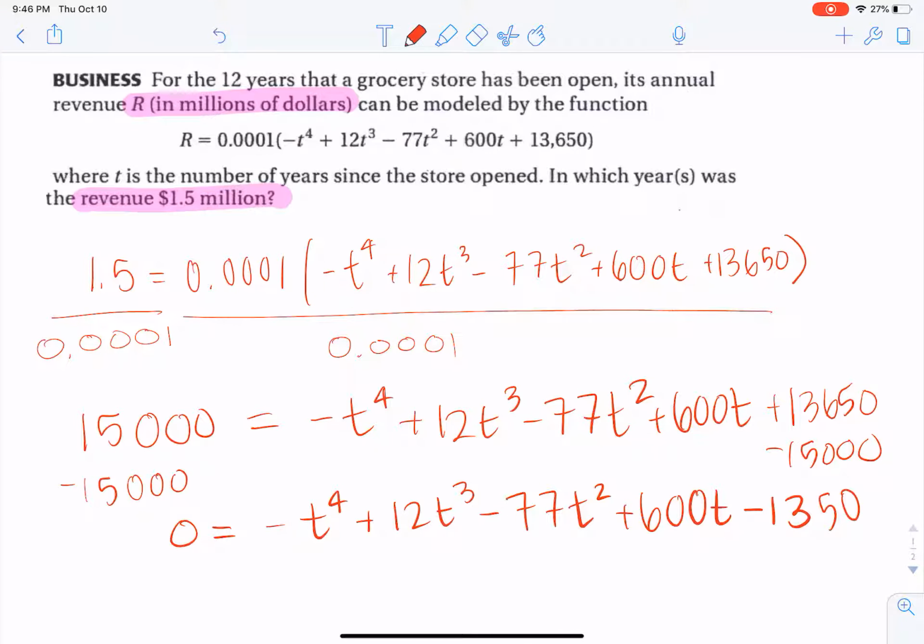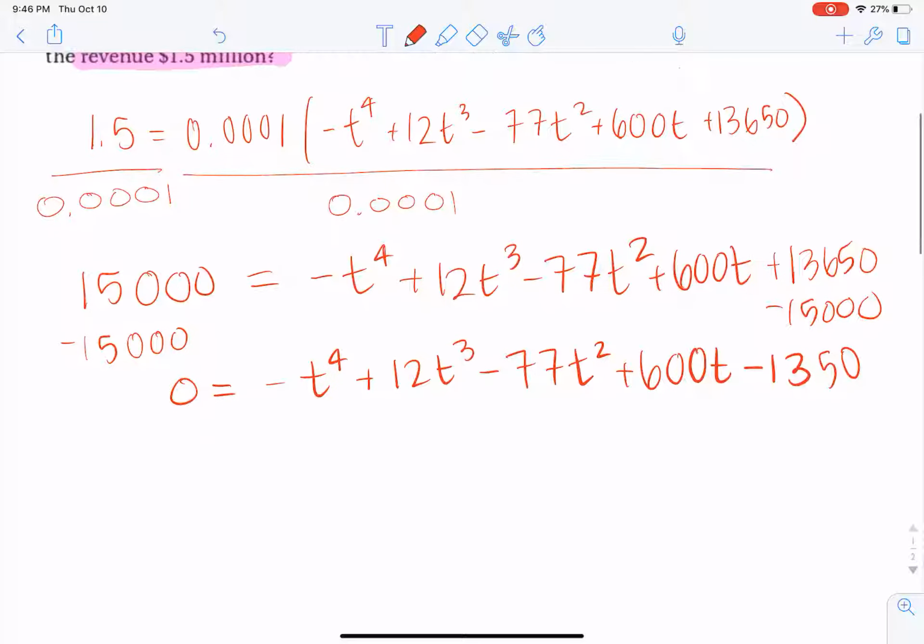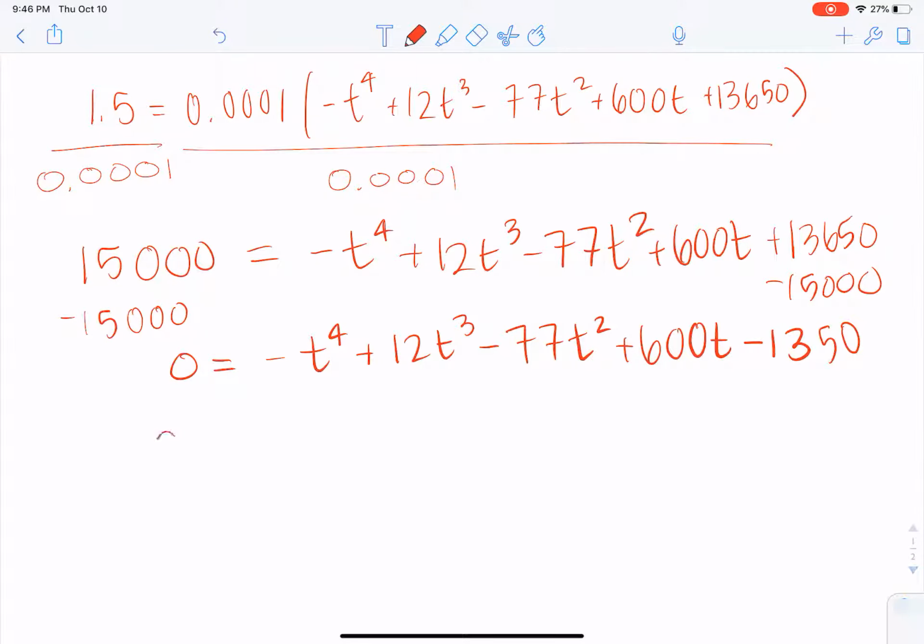Then I'm going to type in my coefficients. So my first coefficient is negative 1, and then I have my 12 is t cubed. My next coefficient is negative 77. My next coefficient is 600, and my constant is negative 1,350. And then I can go ahead and click solve. And when I do that, it might take a second, but it's going to spit out a few answers for me. It's going to give me the values of 9, 7.07, negative 7.07, and positive 3.